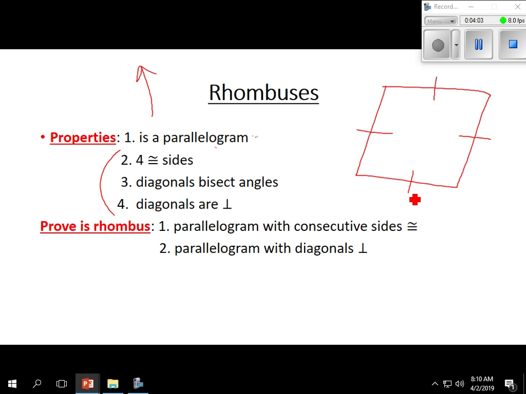The diagonals, if we draw in the diagonals, the key thing for a rhombus is the diagonals. When you draw in those diagonals, the diagonals bisect the angles. So this has to be congruent to that, which is also congruent to that and that. So all four of these are congruent. All four of these parts have to be congruent if this is a rhombus. And the diagonals form right angles. So in the middle here, all four of these angles are always going to be right angles.